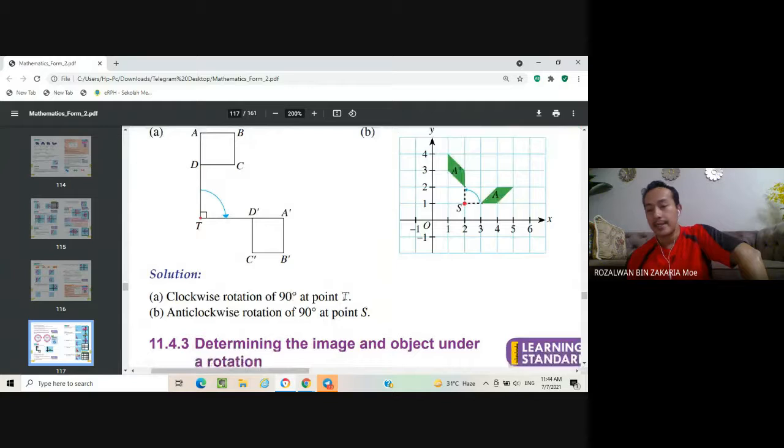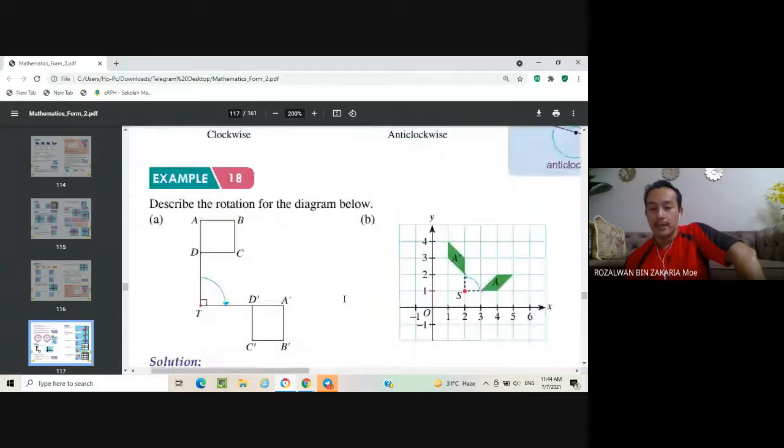Now look at B here. Given to you the graph, the object A and the image of the object A prime, and the point S here. You must understand this point S is the center of the rotation, and the arrow here is the direction of the rotation. This one means it is against the movement of the needle of the clock. That means it is anti-clockwise.